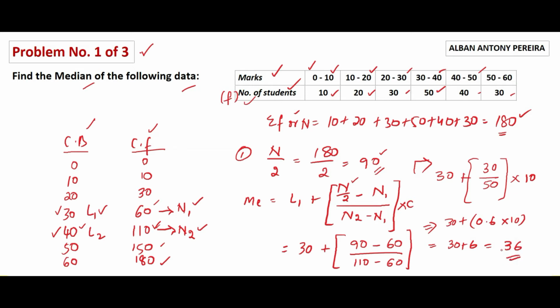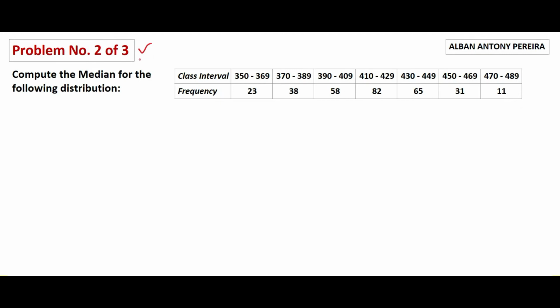So 36 is the median. M is equal to 36. So you have found the answer for question number 1. Let's solve the second problem.